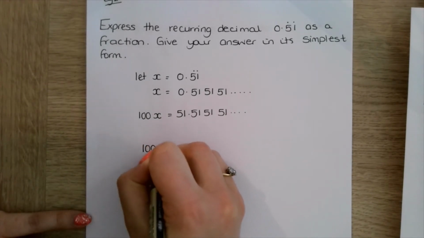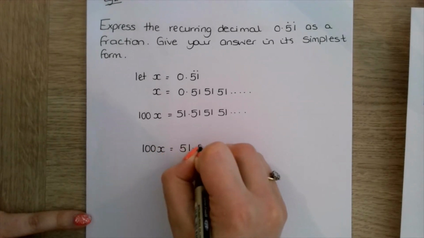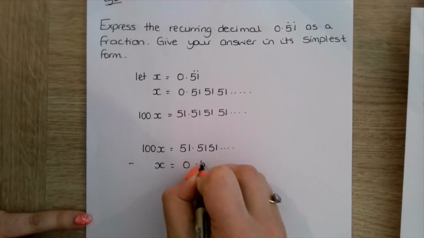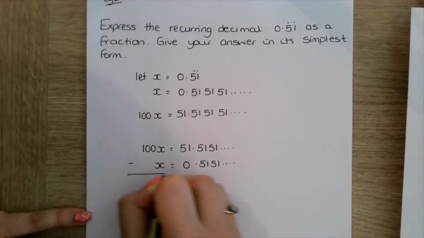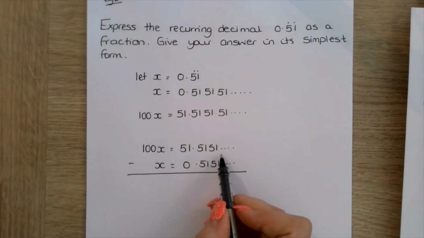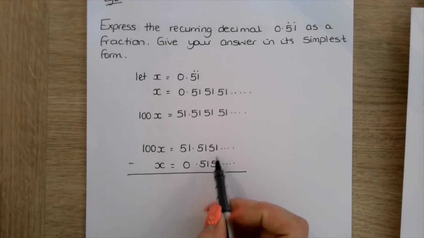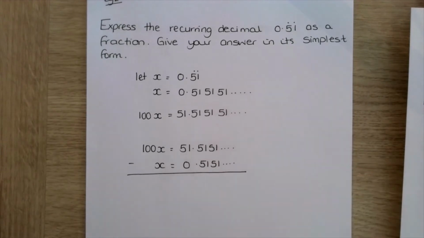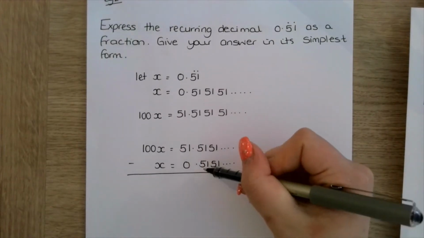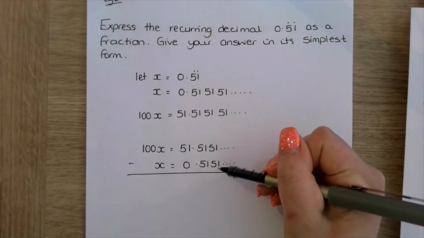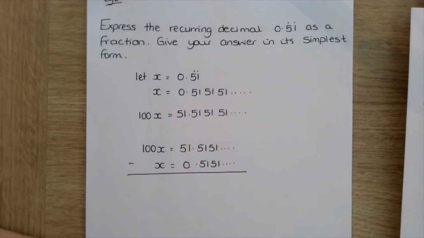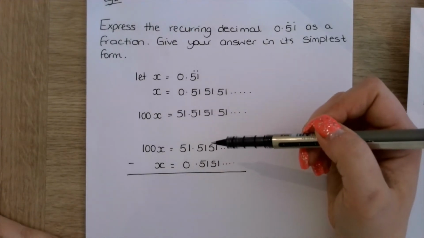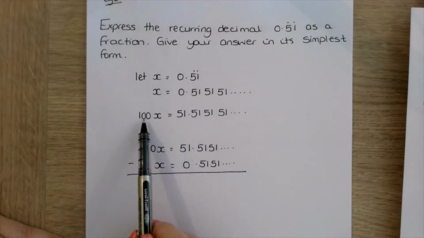Just as I did before, I'm going to do the larger one and take the smaller one away from it. So 100x, which is 51.5151, etc. Subtract x, which is 0.5151. It doesn't matter how many decimal places that you write in this part of the calculation, as long as you ensure that you are lining up the decimal places. So you've got your tenths in line, you've got your hundredths in line, you've got your thousandths in line, etc. as you go. You do also need to make sure that they line up when you do your x and your 100x, and that's the purpose of why I've multiplied it by 100 here.